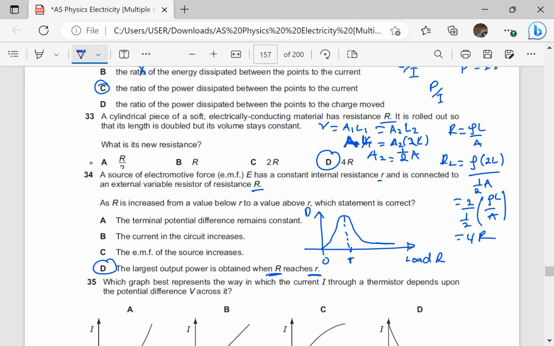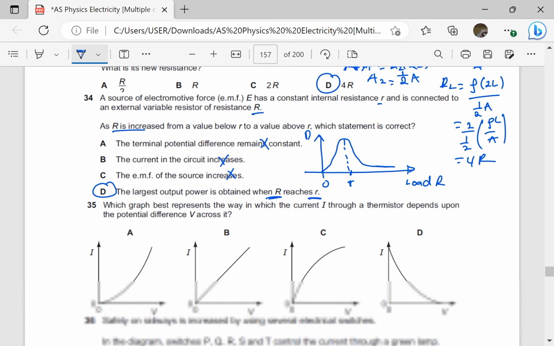Which statement is correct? The terminal PD remains constant, it doesn't. The current in the circuit increases when the variable resistor R is increased, the current does not increase, it decreases. The EMF of the source, it doesn't change. The largest output power is obtained when the load resistance is equal to the internal resistance.